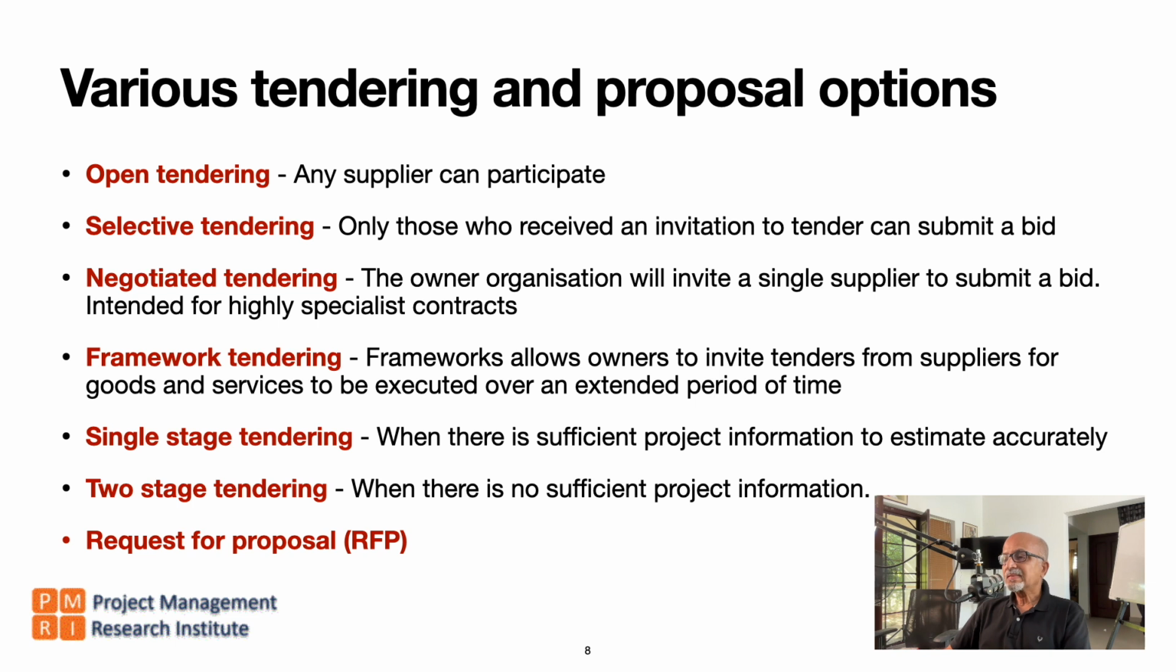Then request for proposal. If the project size is not very large, and the complexity is also very low, and if it is done by a single contractor, then always we can go with a request for proposal. Whereas if a consortium of companies are participating in a tender, then it is a request for bid. But if it is just one contractor and one owner, then it becomes a request for proposal.